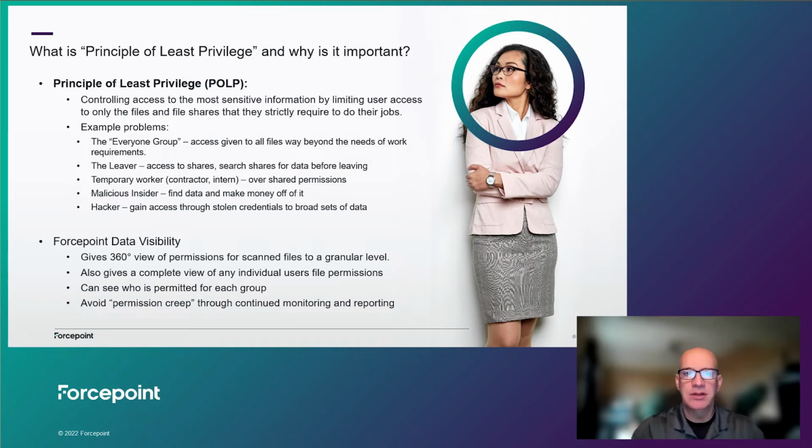And so all of these problems can be helped if you work with the situation of permissions and apply the principle of least privilege. Forcepoint Data Visibility gives you a 360-degree view of permissions for all of the scanned files, all your unstructured files, at rest. And so you're able to see it at a very granular level. It gives you a complete view at each file, as far as who has permission to that file, what shares have permission, or what groups have permission to that file. And then you can also look and see individual users and what that individual user has permission to. So you can get a list of that.